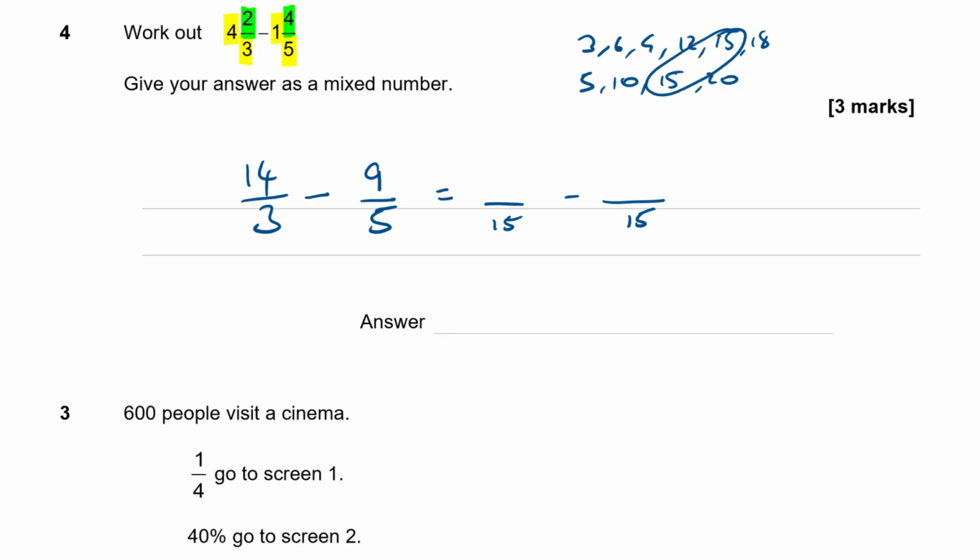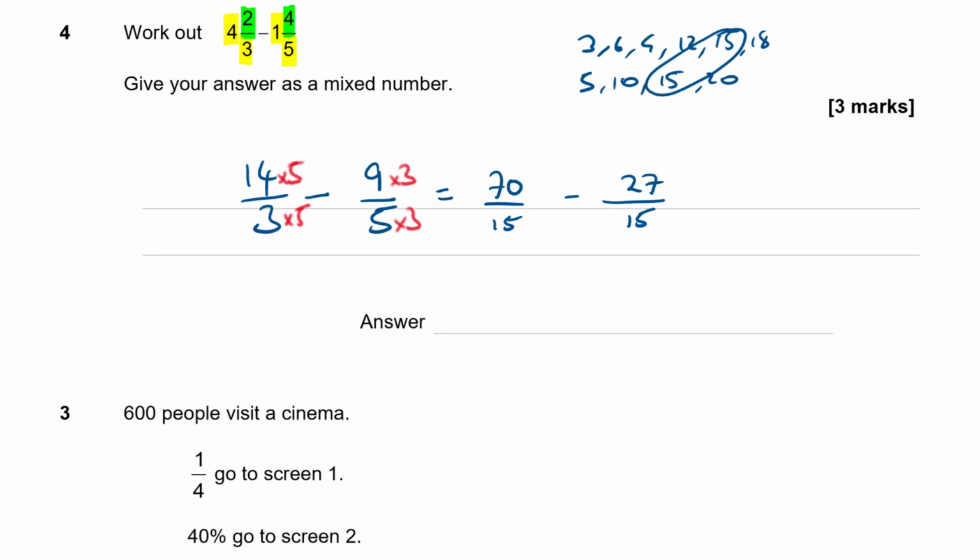Okay. 3 goes into 15 5 times. So if I multiply 3 by 5, I've got to multiply the top number by 5 as well. 14 times 5 is going to give me 70 fifteenths. 5 goes into 15 3 times. So multiplying 9 by 3 as well, I'm going to get 9, 18, 27. So 9 fifths is the same thing as 27 fifteenths.